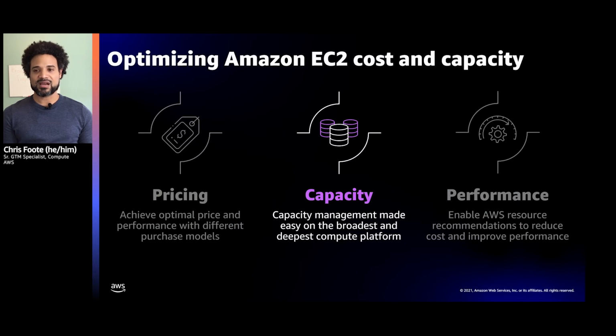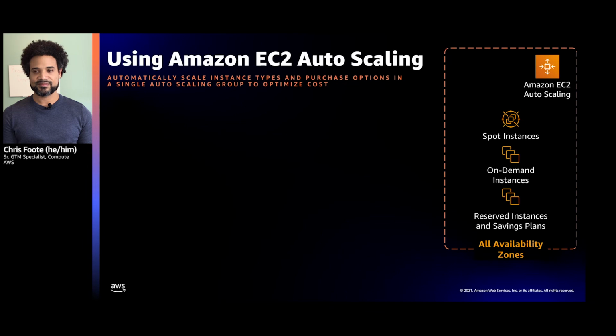So second, let's talk about capacity. One of the best tools to leverage and maintain capacity is EC2 Auto Scaling, because Auto Scaling allows customers to mix multiple instance types and purchase options, ultimately reducing the cost of the entire workload. So customers have the freedom to mix Spot, On Demand, and even Savings Plan within the same Auto Scaling group.